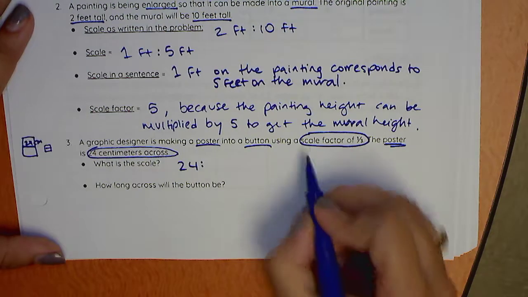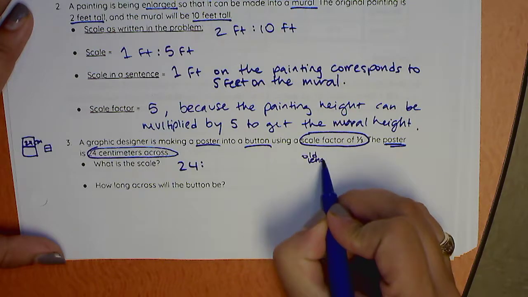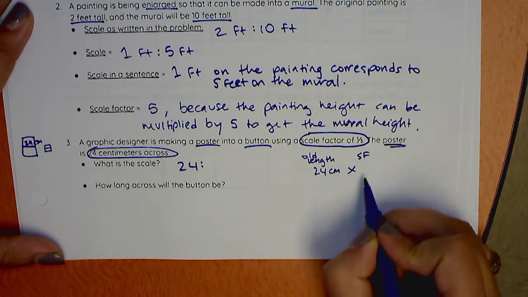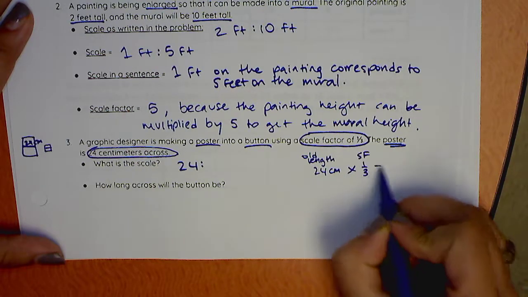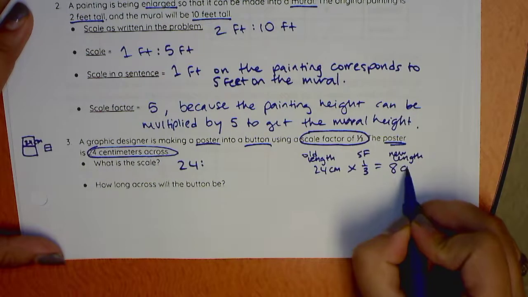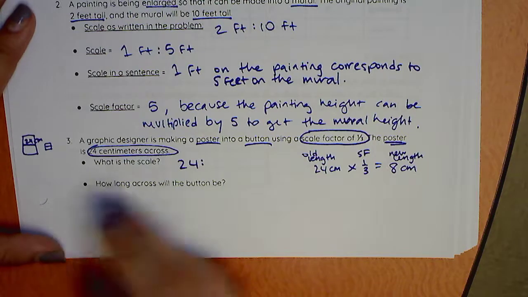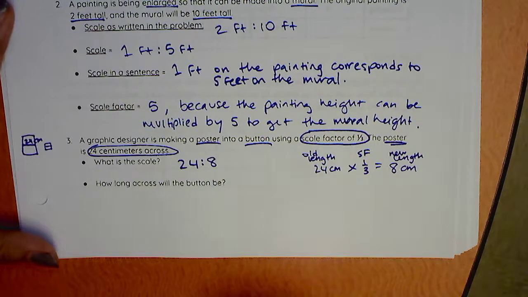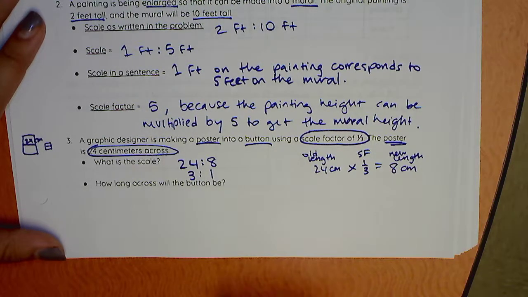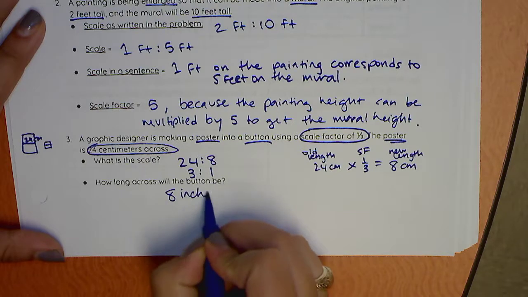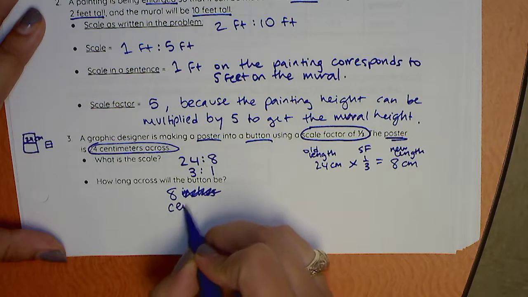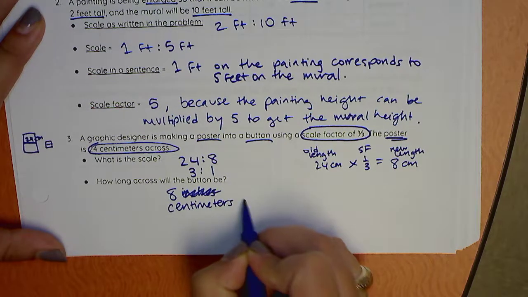We said yesterday that old length, that's 24 centimeters, times scale factor, which is 1/3 in this problem, equals new length. So the button should be 8 centimeters across. That means our scale is 24 to 8, or if I simplify, 3 to 1. So the button will be 8 inches across. Not inches, excuse me, centimeters. Make sure you check your units. Centimeters across.